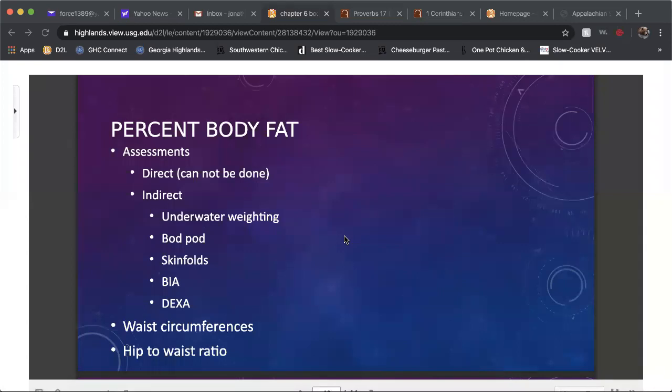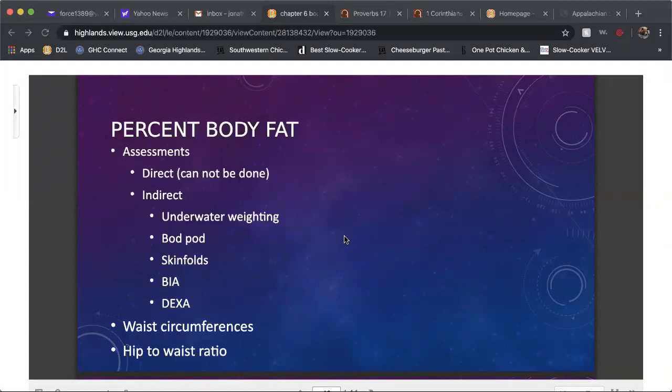Another method that we have is called the BOD pod. The BOD pod is a way to measure how much room you physically take up, like how much air you're displacing. The BOD pod looks like a giant egg spaceship looking thing. It's really simple to run. I could teach all of you to run a BOD pod in a matter of minutes. It's basically a computer screen, and you read the directions, and then you hit next.